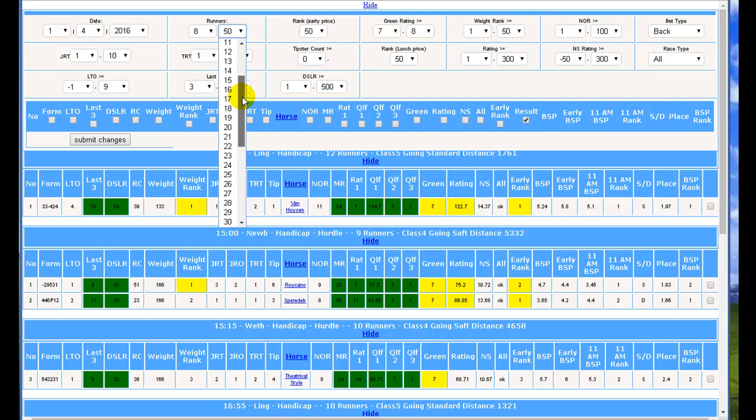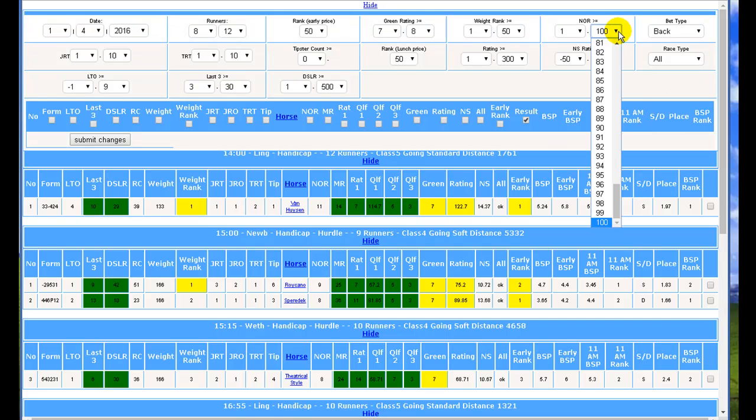I could have gone to 14, and you might want to have a look at that, but as I said, this is only a little idea. Okay, so 8 to 12 runners, green rating of 7. Now, I don't particularly like overexposed horses. Okay, so this column here is the number of runs the horses have had in our database. So I tend to keep that below, well, 14 or below. So I'm going to change that to 14.